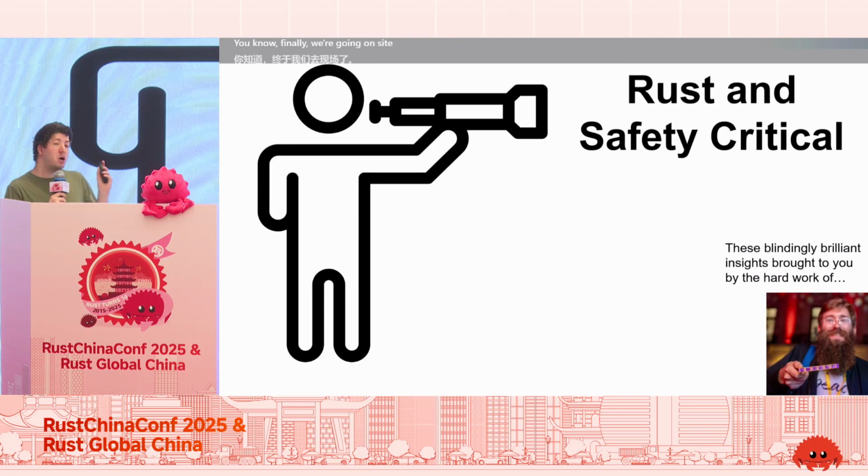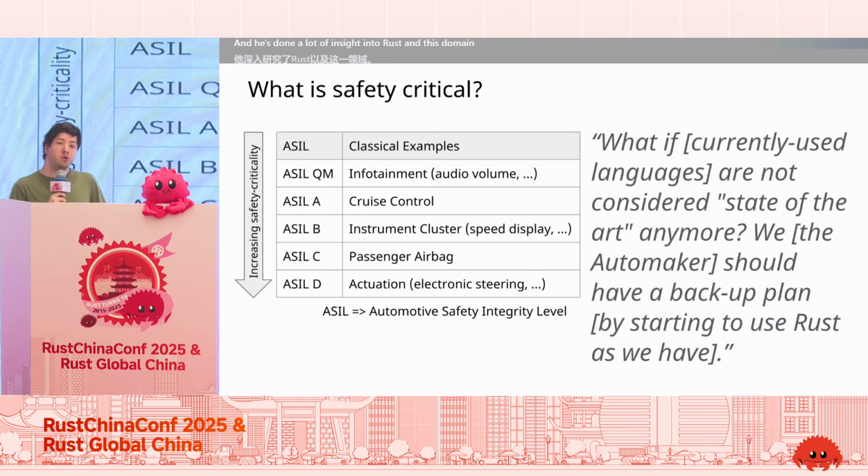But to do this, I want to talk about Rust and safety critical. And I want to talk about this because Pete, who is part of the Vision Doc effort, has done a lot of interviews with people in the safety critical field. And he's done a lot of insight into Rust in this domain. But first, what is safety critical? So the premise of safety critical is if you do something wrong, if there's a bug in your code, it might kill you. And of course, there's different levels, right? So if there's a bug in your radio, it might not be a big deal. But if there's a bug in your braking system, it might be.